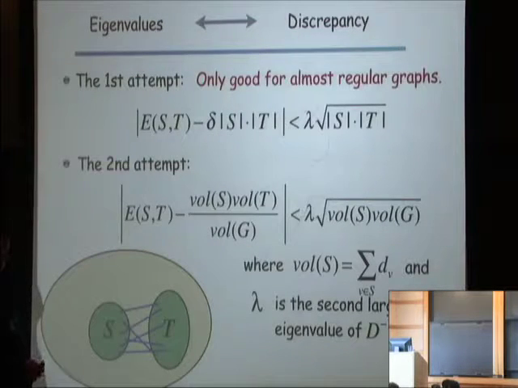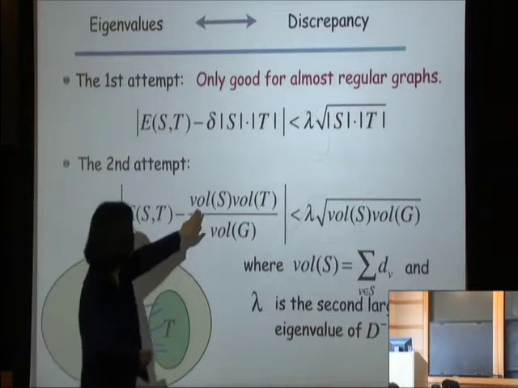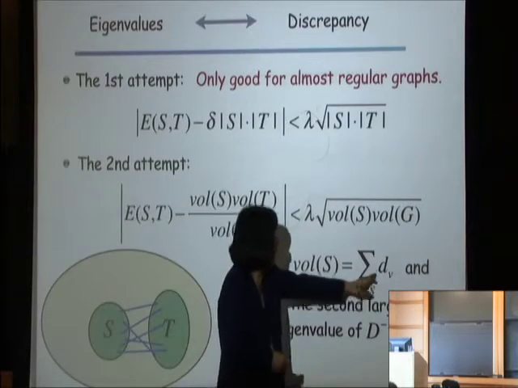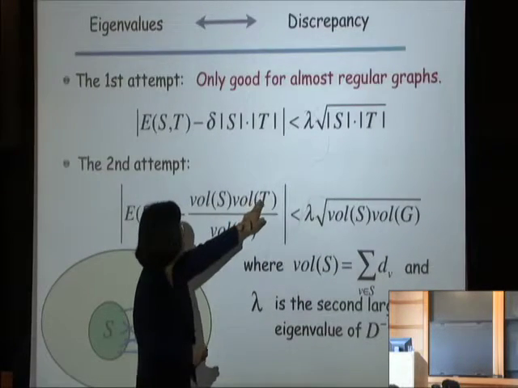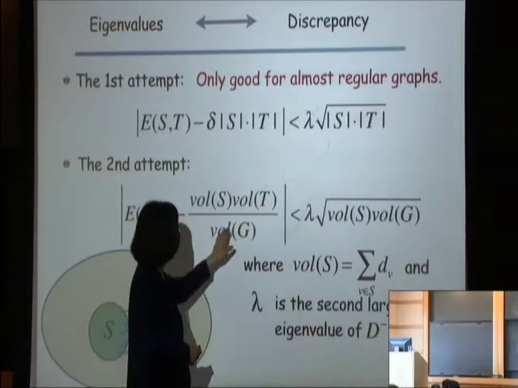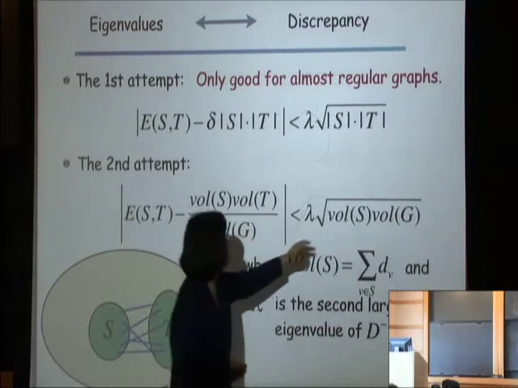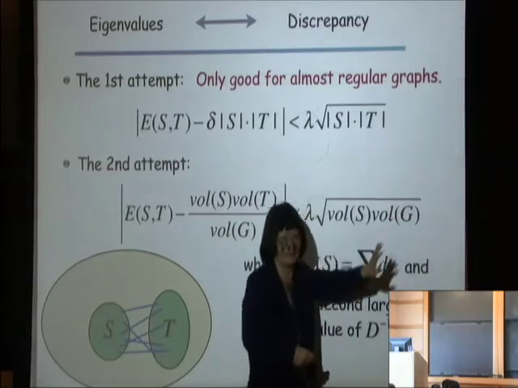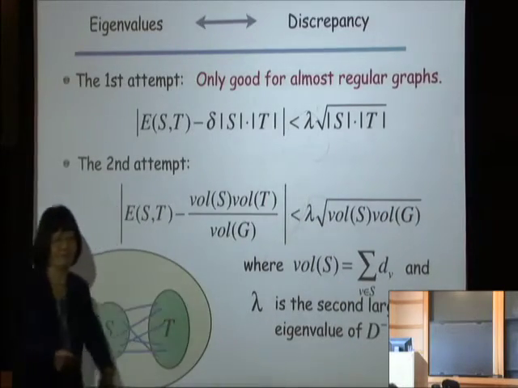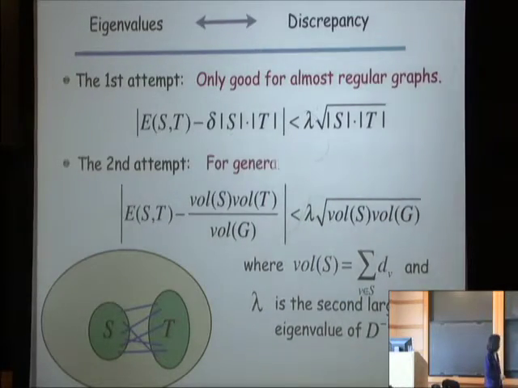Okay. Yes? Could you go to the previous slides? Yeah. So on the second attempt, is it volume S times volume G, or volume T? T. So this is the sum of degrees in S, and this is the sum of all the degrees in T, and this is the sum of everybody. Oh, sorry, this is T. A typo. Thank you. Should have seen that.